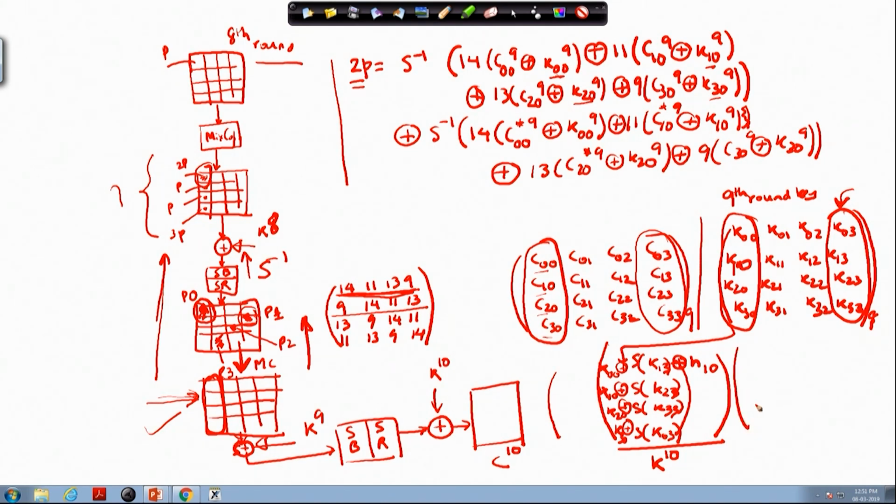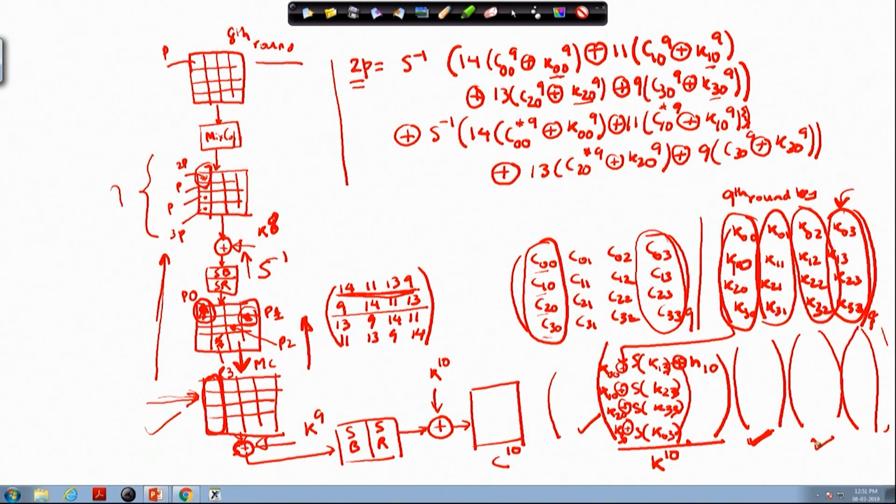For the second column, you again take this column and XOR it with the column four steps behind, and then you get this column. For the third column of the 10th round key, you XOR the previous column with this column. And for the final column, you XOR it with this column, the last column of the 9th round key.